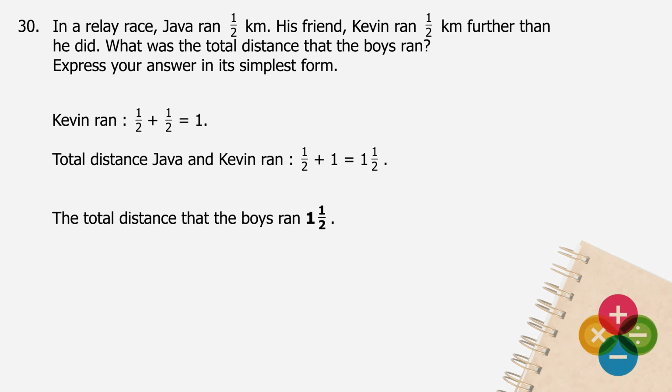The distance Kevin ran will be, add 1/2 to 1/2, and the sum is 1. The total distance Java and Kevin ran will be, add 1/2 to 1, and the sum is 1 1/2. The total distance that the boys ran is 1.5 kilometers.